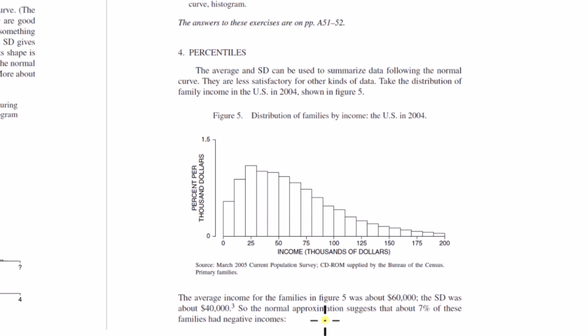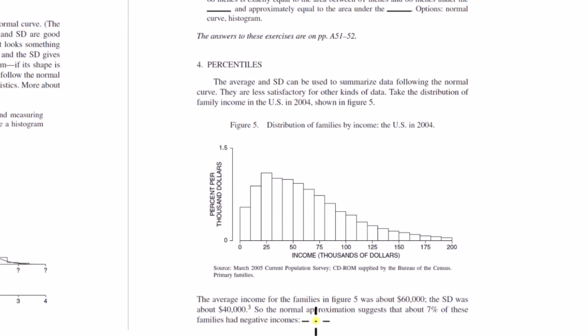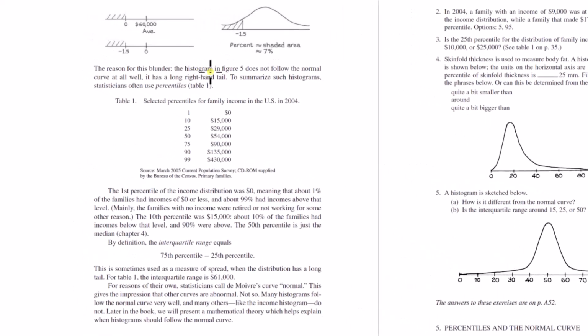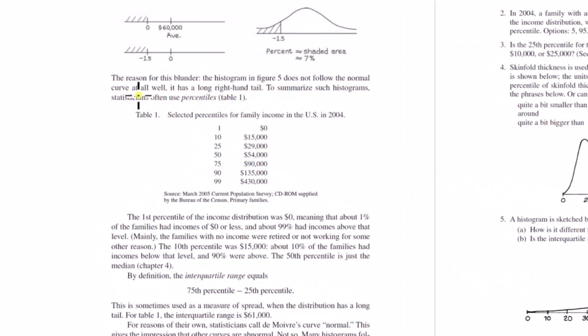They're illustrating the shortcoming of the average and the standard deviation for a list of numbers whose histogram is not distributed normally. The reason for this blunder: the histogram in figure 5 does not follow the normal curve at all well. It has a long right-hand tail. To summarize such histograms, statisticians often use percentiles.